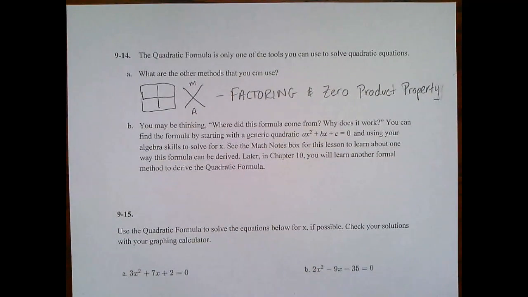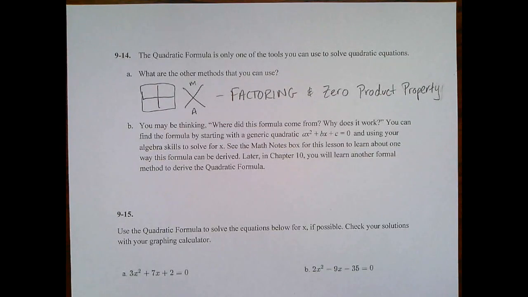Okay, so you may be thinking, where did this formula come from? Why does it work? You can find the formula by starting with a generic quadratic and using algebra skills to solve for x. So see the math box note in this lesson to learn more about how the formula can be derived, but in chapter 10, we'll learn another way to derive the quadratic formula. So for right now, if you want, you can go online to your book and read the math notes to see where the quadratic formula comes from. Or if you wait, at some point in the very near future, we will show how to do it.